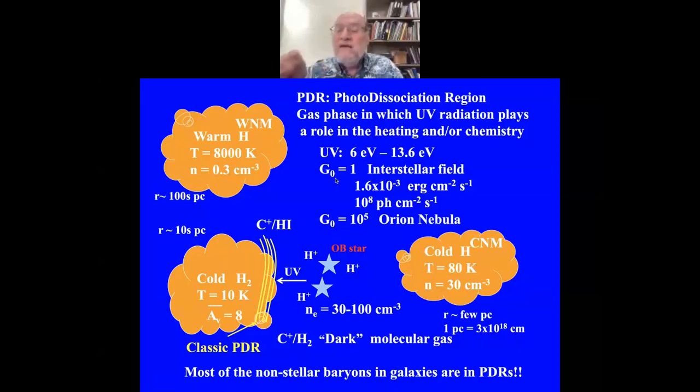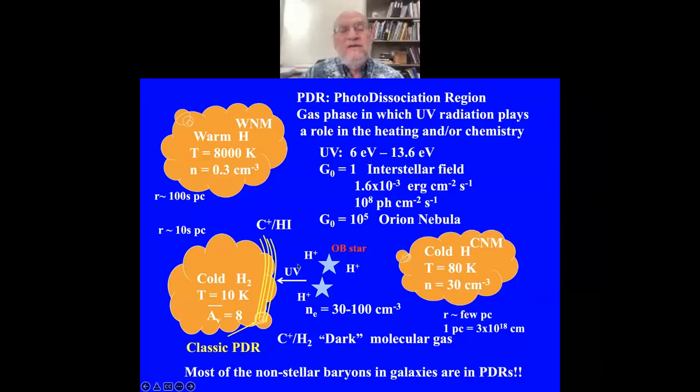There are other measures of interstellar fields, though. There's the Draine field and the Mathis field, but they are all within about a factor of 2 of each other. So a Habing field has an energy flux of 1.6 times 10 to the minus 3 ergs per centimeter squared per second, and a photon flux of about 10 to the 8th photons per centimeter squared per second. And we normally find fields between G0 of 1 for the interstellar field, and G0 of 10 to the 5, which is the field directly behind the Trapezium stars in the Orion Nebula.